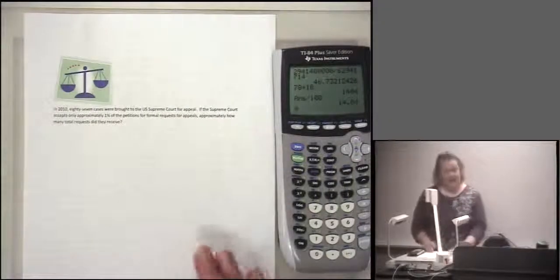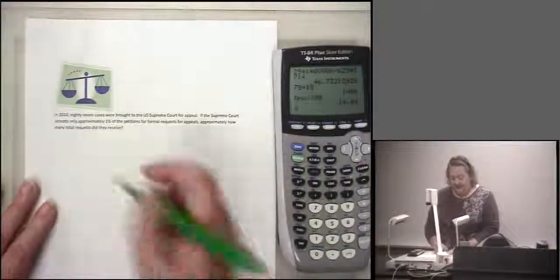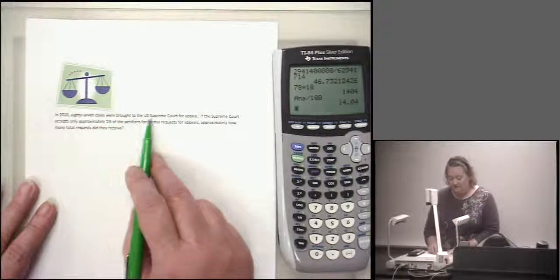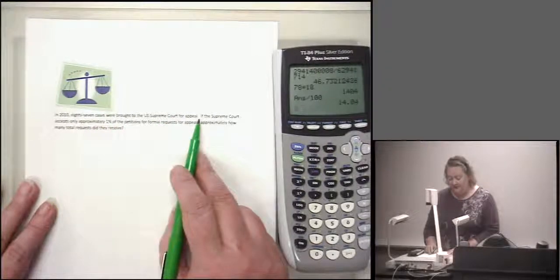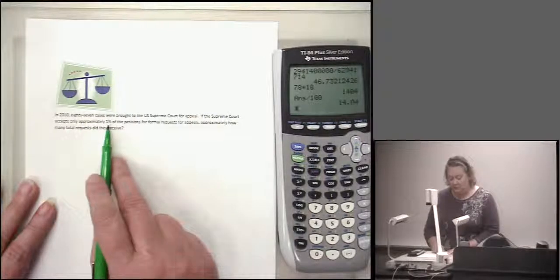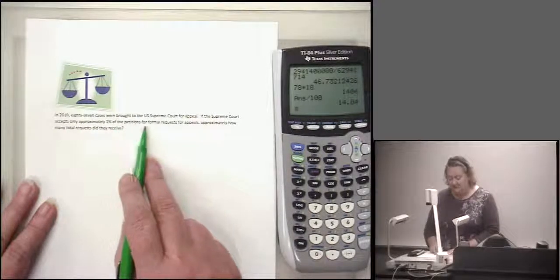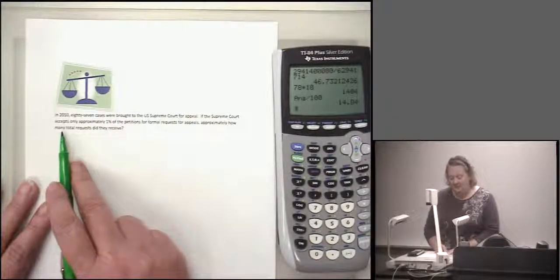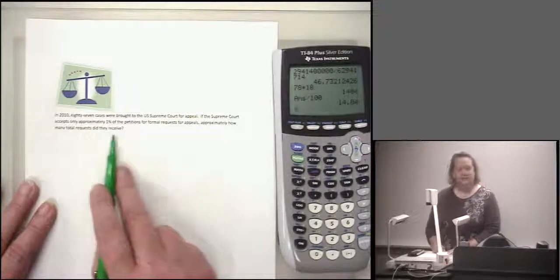Okay, let's look at one last example. In 2010, 87 cases were brought to the U.S. Supreme Court for appeal. If the Supreme Court accepts only approximately 1% of the petitions for formal requests for appeals, approximately how many total requests did they receive?